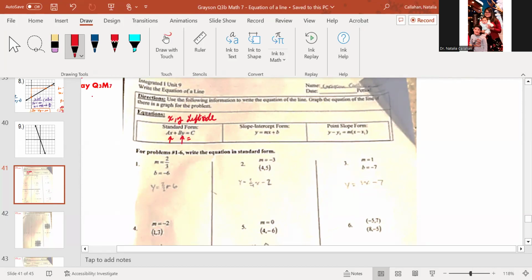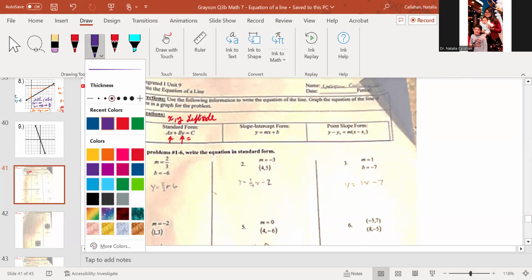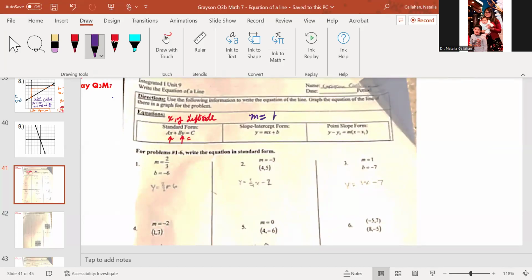Slope intercept form is y equals mx plus b. What are the two things that you need? M, which is a slope, and b, which is a y-intercept. Another thing with standard form, what can you not have? That's in negative numbers.